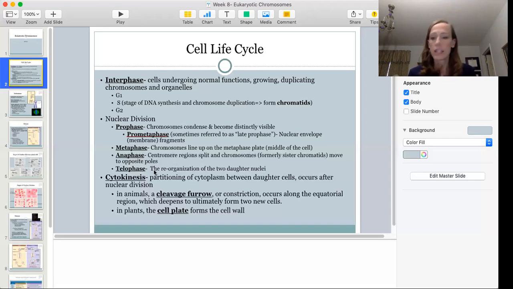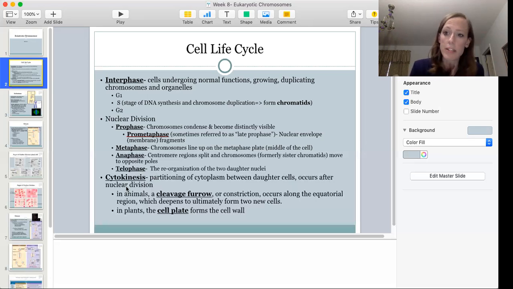All right, and then telophase is the last stage of nuclear division. This is just when you get a reorganization of the two daughter cells. You can start to see the nucleus taking shape in each of the two now new cells, okay? And then after the stages of nuclear division, you have partitioning, like I said, of the cytoplasm and all the other organelles that will be distributed to the two daughter cells, okay?